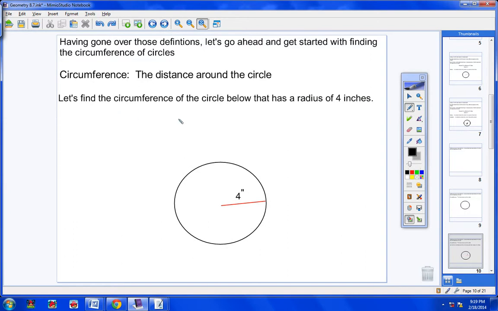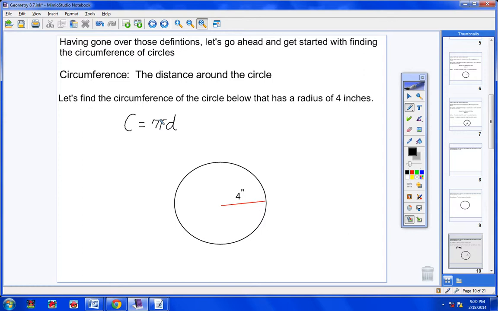Let's find the circumference of the circle below. It has a radius of 4 inches. Now, you need to know the formula for finding the circumference of a circle. The circumference of the circle is so easy. Pi d. That's it. That's all you got to do. If you can multiply two numbers together with a calculator, you can find the circumference of a circle.